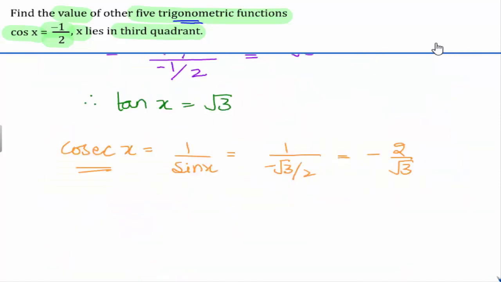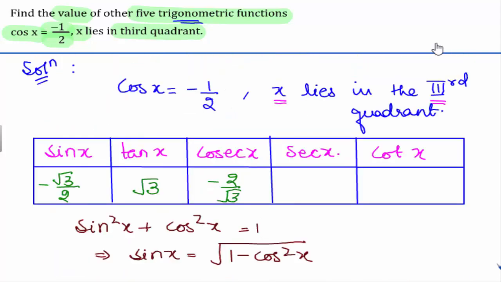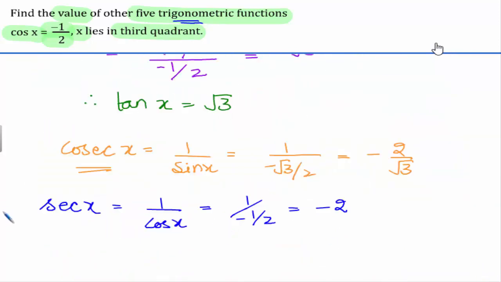Now let us find sec x. Sec x is 1 upon cos x. So this is equal to 1 upon minus 1 upon 2, which is equal to minus 2. Therefore, sec x is equal to minus 2. And finally, let us find out cot x.